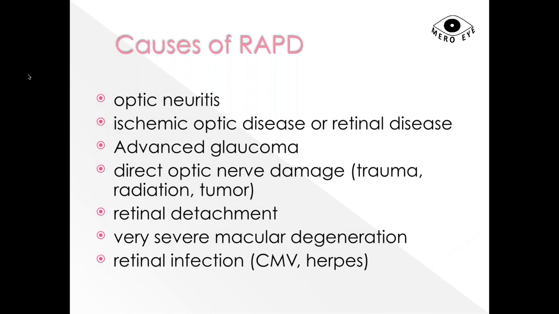Optic neuritis is the most common one. Besides optic neuritis, any ischemic disease of the optic nerve or even extensive retinal disease, like a big CRVO or big retinal detachment, can cause RAPD. Advanced glaucoma can cause RAPD. Then there is direct optic nerve damage because of trauma, radiation or tumor. Also a severe macular degeneration, or an extensive retinal lesion caused by CMV or herpes. So these are some of the causes of the RAPD.